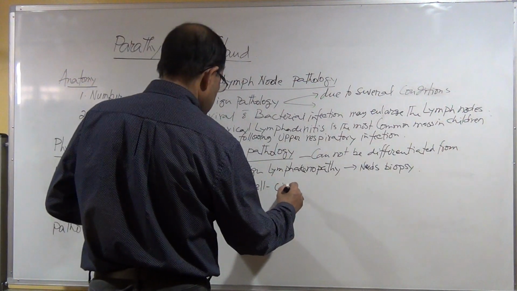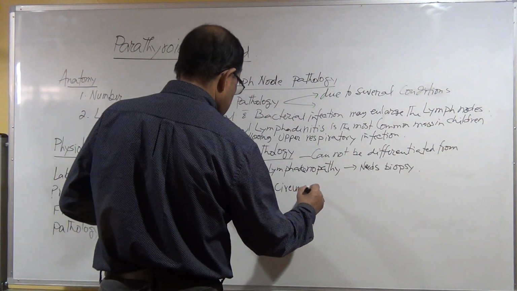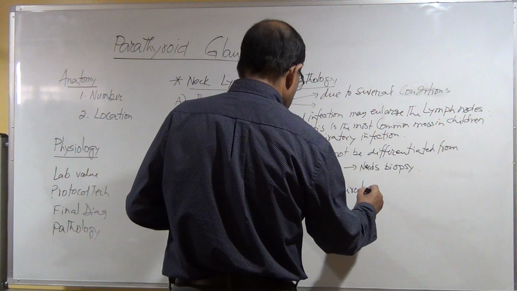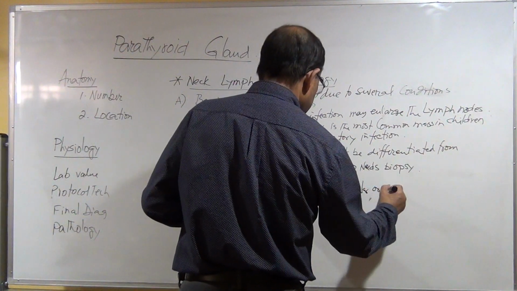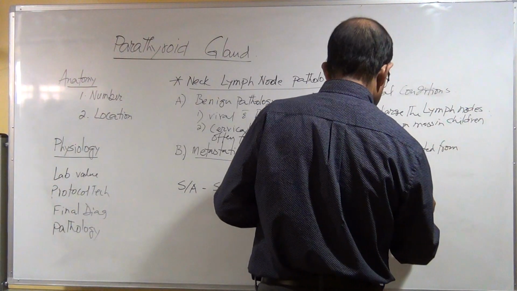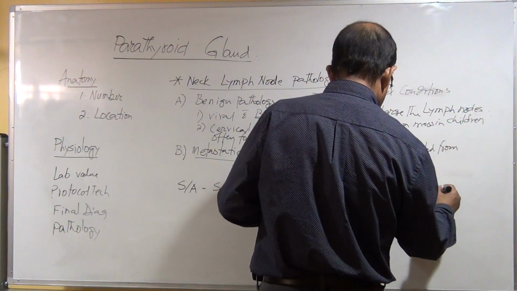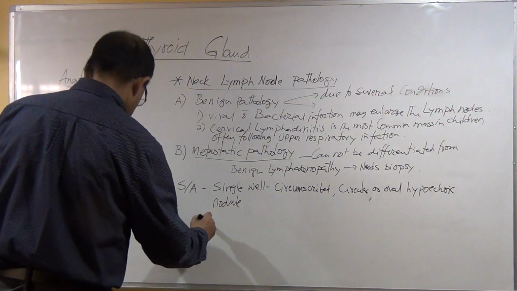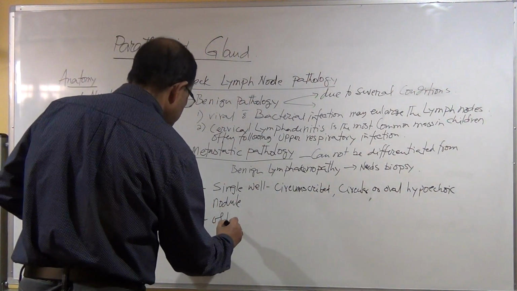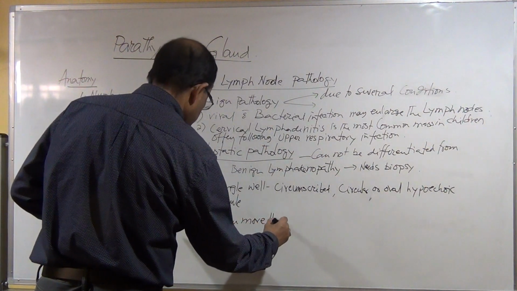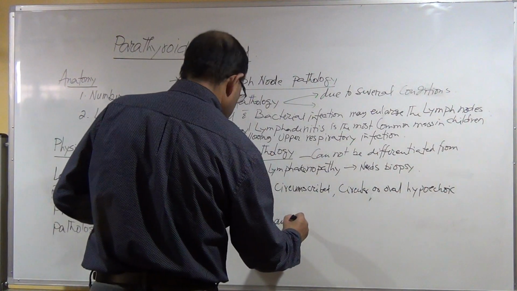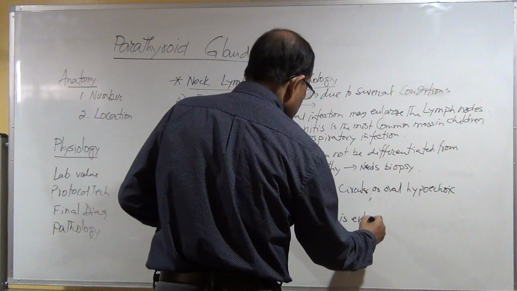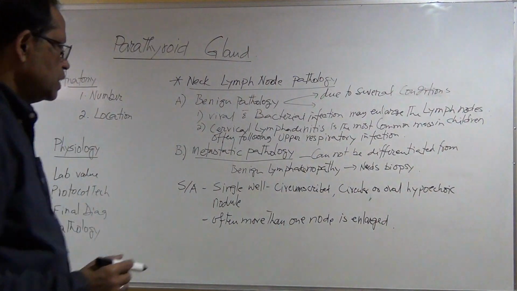Well circumscribed, circular or oval, hypoechoic nodule, and often more than one. More than one node is enlarged.